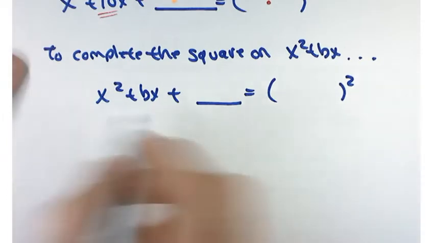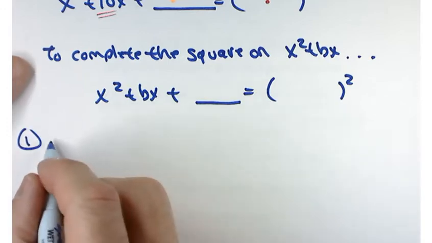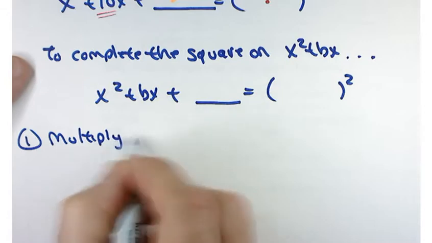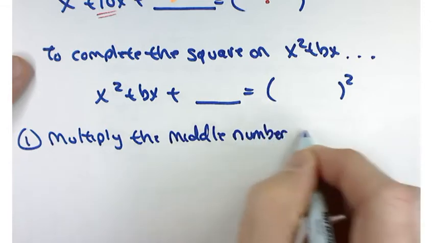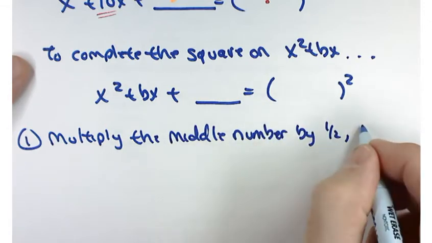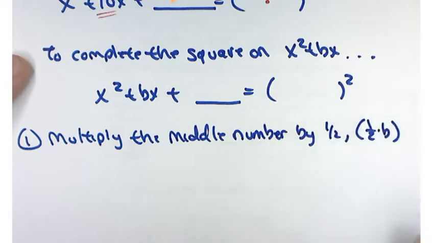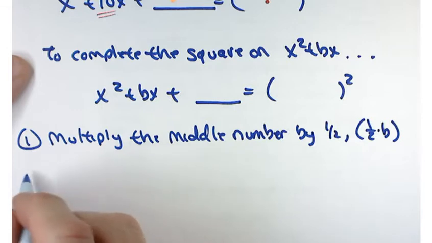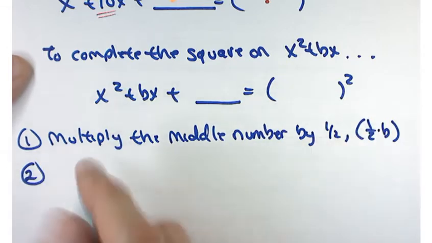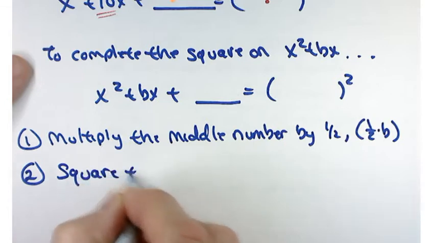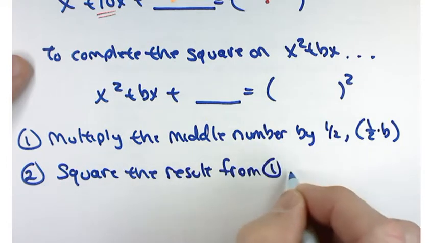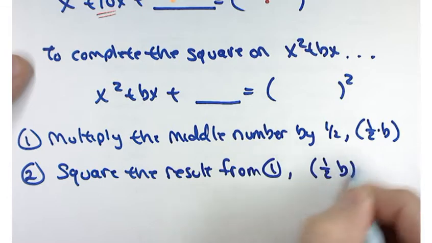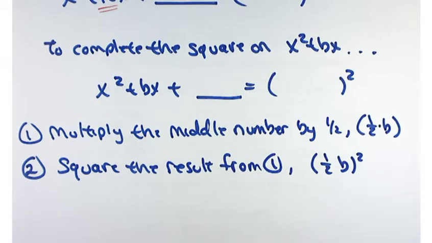The first step is to multiply the middle coefficient by 1/2. So multiply the middle number by 1/2, and that is 1/2 times b. The second step is to square the result from the first step, and that is 1/2 b squared. Those are the two numbers that you're going to need in order to complete the square.